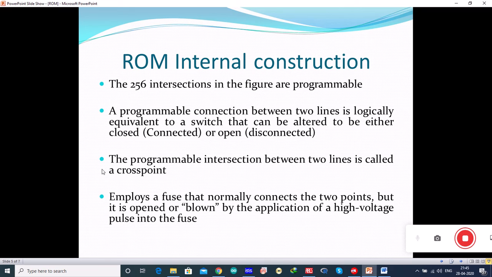Various physical devices are used to implement these cross point switches. One of the simplest technologies employs a fuse that normally connects the 2 points, but it is opened or blown by the application of a high voltage pulse into the fuse. That means if you want to blow it off, you apply a high voltage pulse to the fuse.